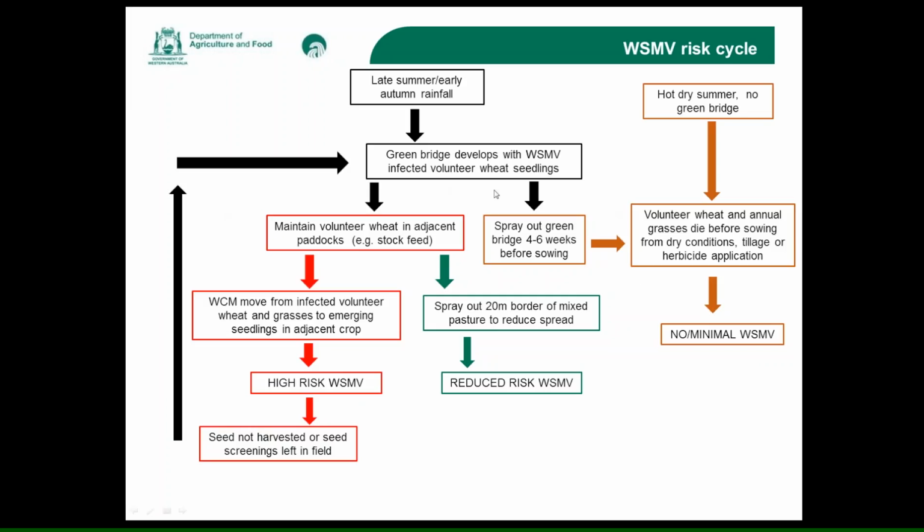Our other management strategy for this virus is to spray out the green bridge 4 to 6 weeks before sowing, and in this instance, this will allow the volunteer plants to completely die off. It provides no food source for the mites to build up on, so those populations will decrease dramatically, and therefore you will end up with no food for the mites, no virus to spread, and you'll end up with no or minimal wheat streak. This is the same scenario if you have a hot, dry summer and no green bridge develops. You won't find a lot of wheat streak.